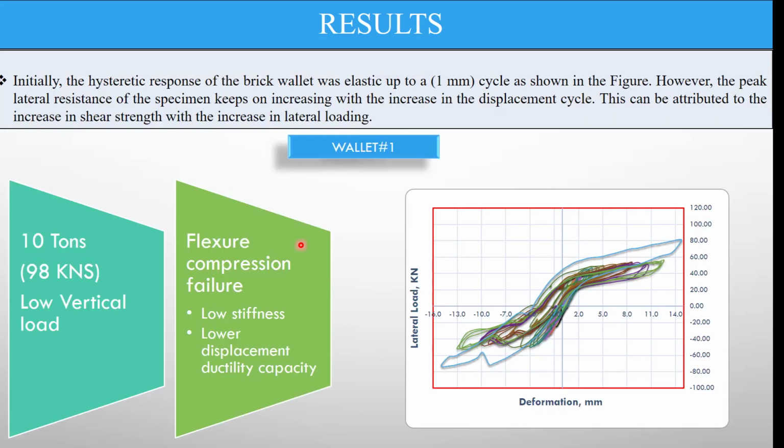If I go through the hysteretic response of the brick wallet, it was linear up to 1 mm displacement cycle. However, the peak lateral resistance of the specimen kept on increasing with the increase in the displacement cycle. This can be attributed to the increase in shear strength. So this specimen has a low vertical load and behaves in flexure compression failure, which has lower stiffness as well as lower displacement capacity.